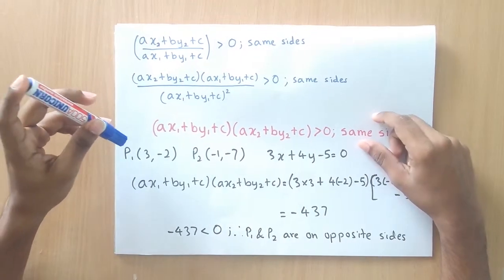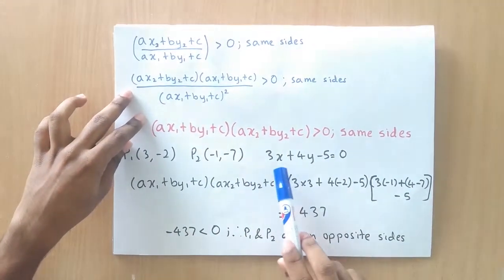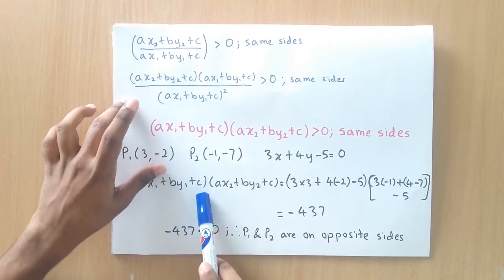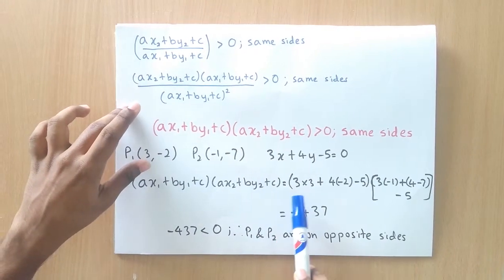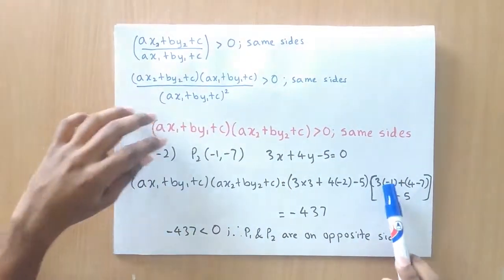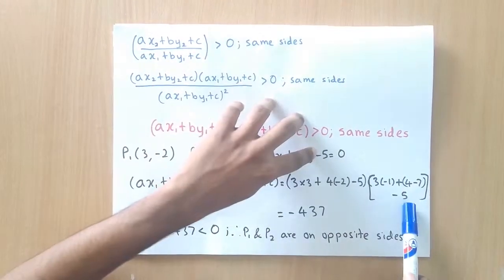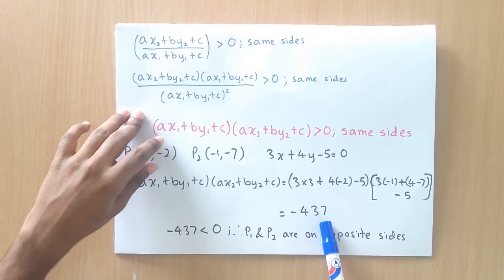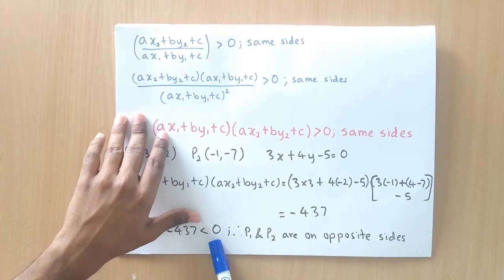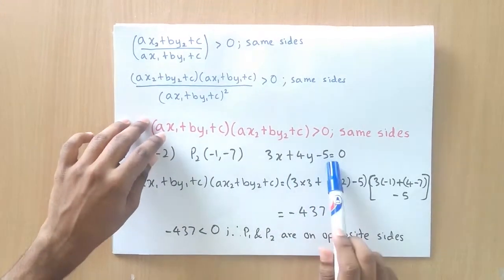We are asked to find the location of P1 (3, -2) and P2 (-1, -7) relative to the straight line 3x + 4y - 5 = 0. So (ax1 + by1 + c)(ax2 + by2 + c) will give us (3 into 3 + 4 into -2 - 5) multiplied by (3 into -1 + 4 into -7 - 5). This will give us -437. So -437 is less than 0. So this means that the points P1 and P2 are on the opposite sides of this straight line.